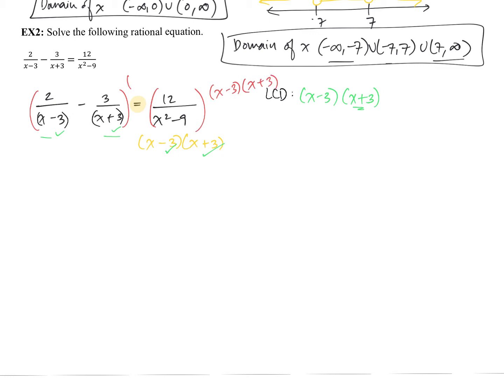And you can only cancel the fractions when you're working with an equation, so please remember that. You can only cancel when you're working with an equation. That is often where students get mixed up, so make sure to take note of that.